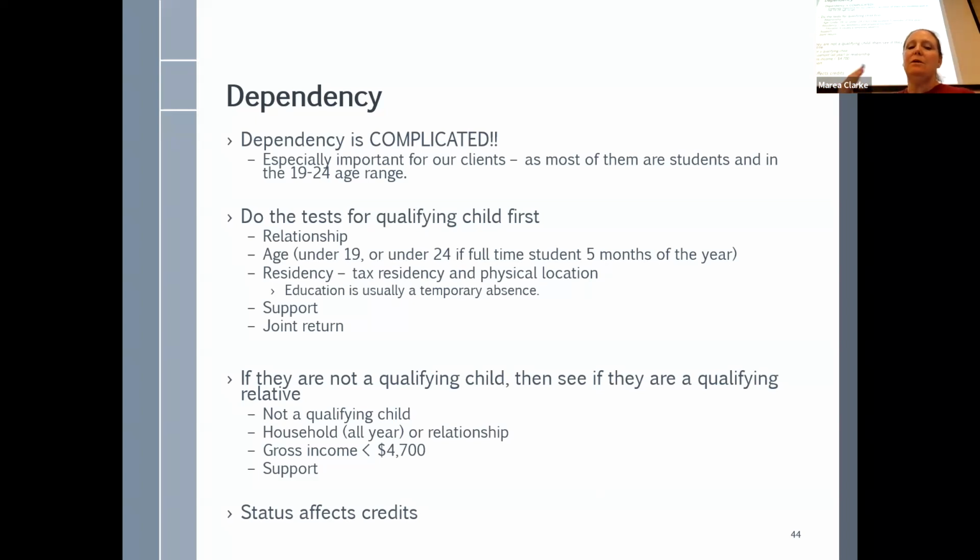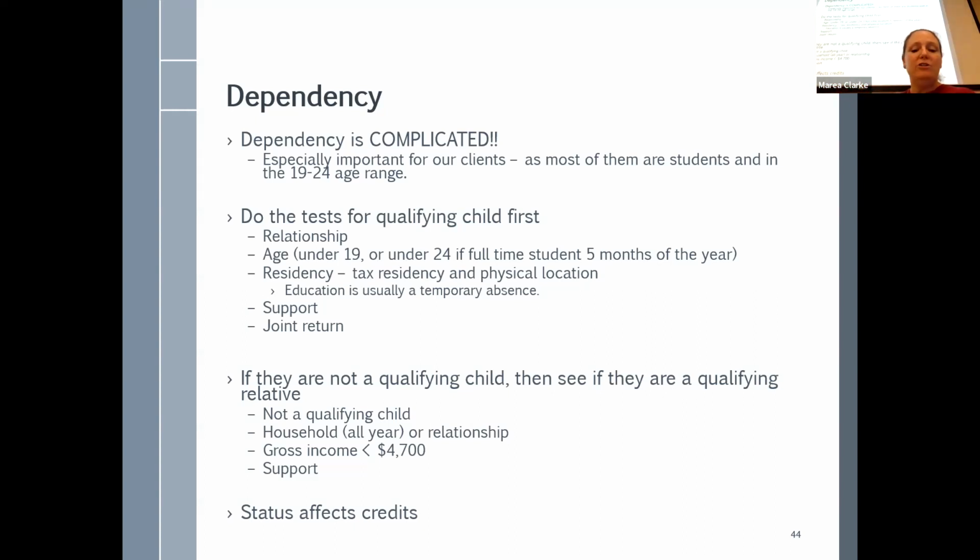We would ask them and walk through the test for a qualifying child first, right? Do they have a parent still? Are they meeting the age requirement? Where are they living? Do they still have their stuff at mom and dad's house, or have they permanently moved out? Are they getting support from mom and dad, or do they do all of their school expenses through loans? Are they filing a joint return? Are they married and filing a return with somebody?